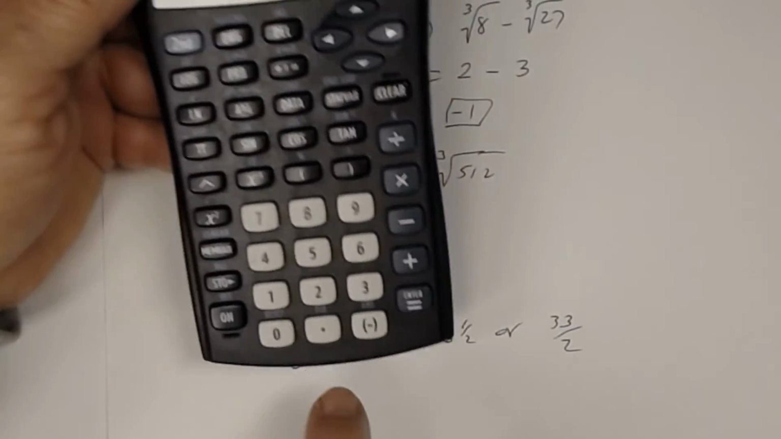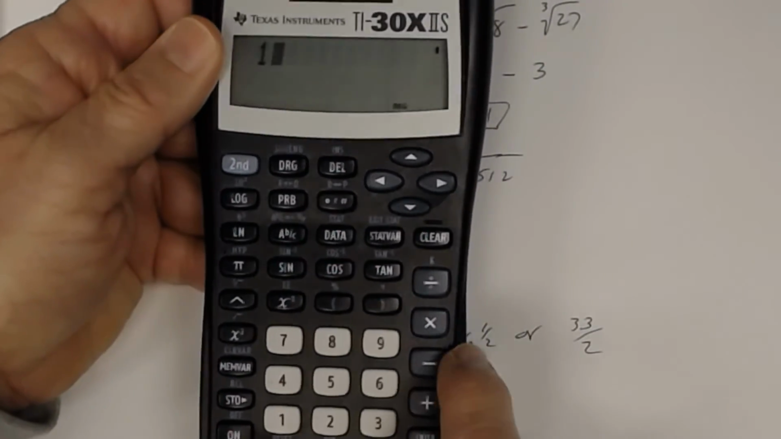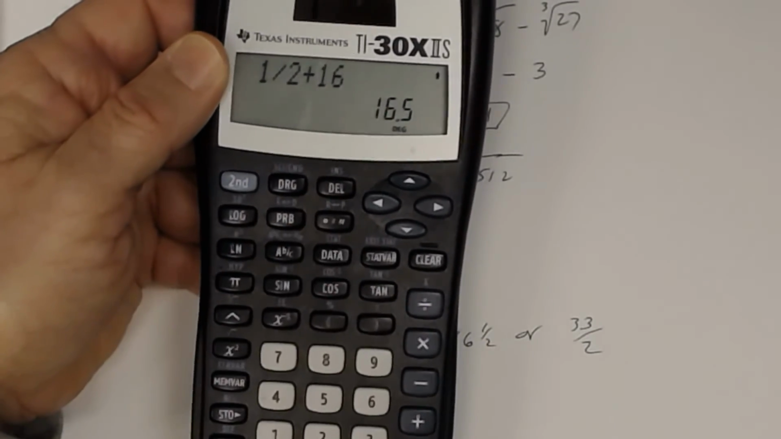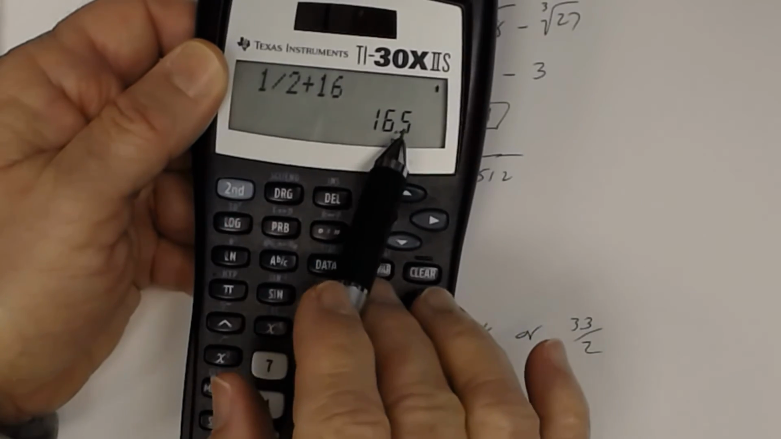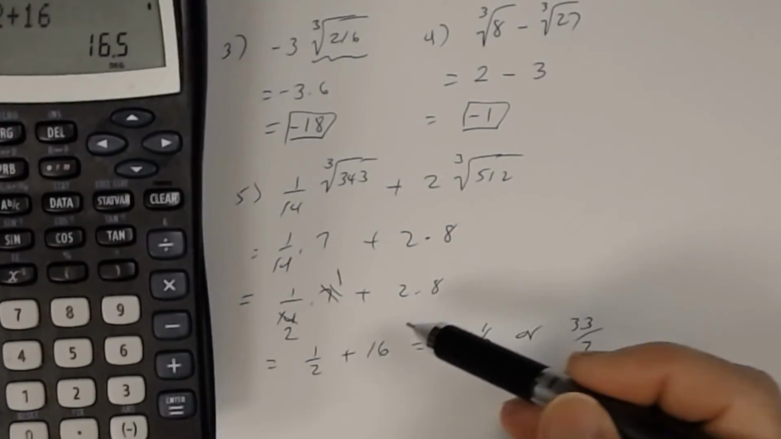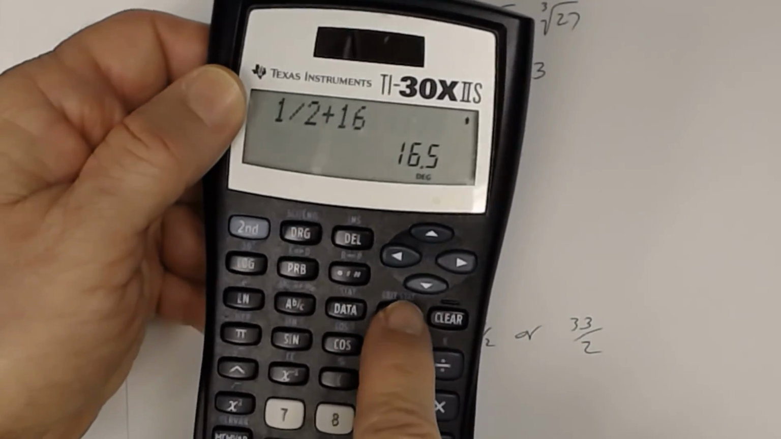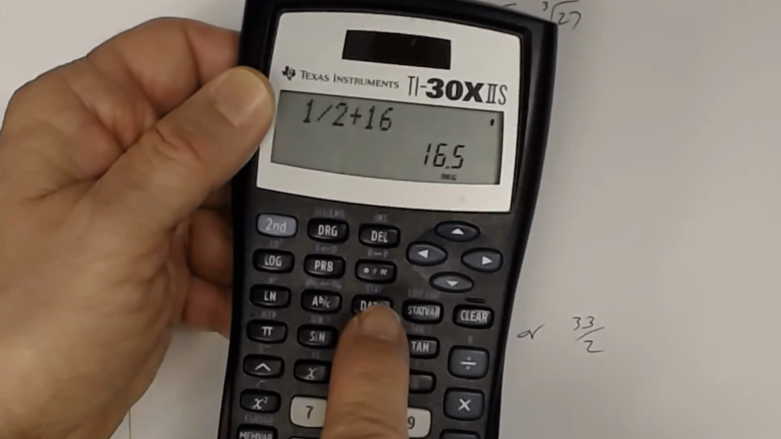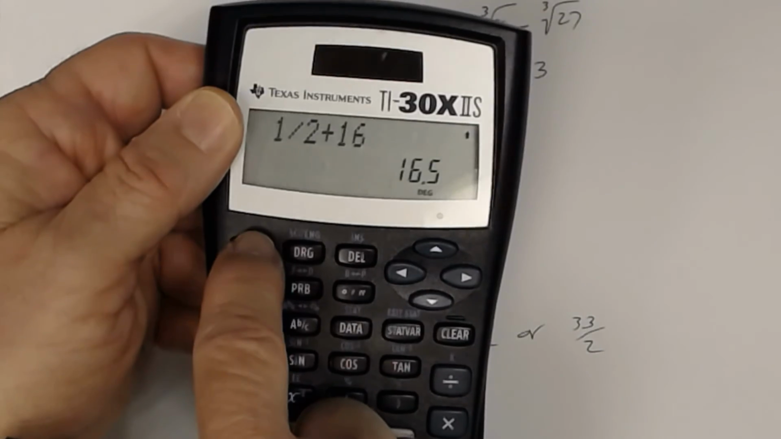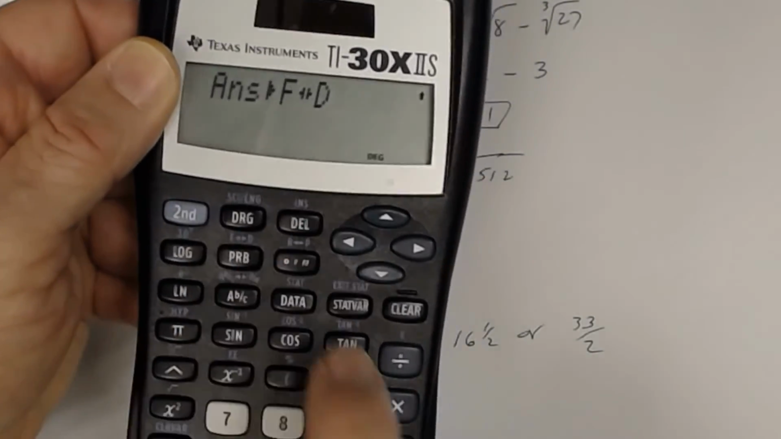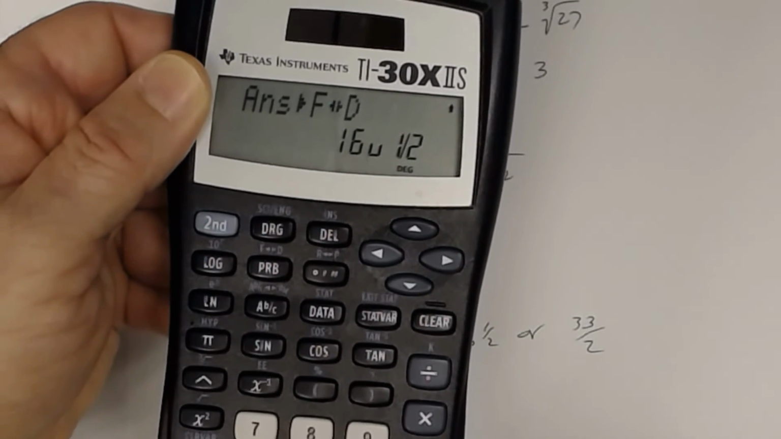And even using your calculator, you'd say 1/2 plus 16 gives us 16.5. Remember, 16.5 means 16 and 5 tenths, and 5 tenths reduced is 1/2. And if you want to convert that to a mixed number, all you do is press second, remember, make sure you know how to use your calculator, then this button here, and then press equal, and you get 16 and 1/2.